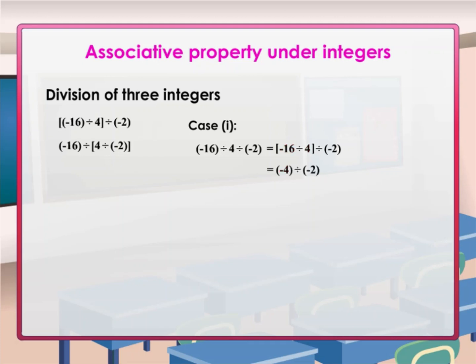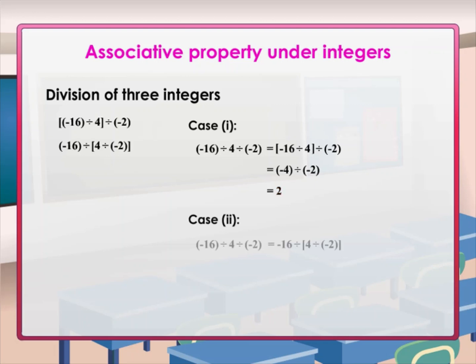And a negative number divided by a positive number gives a negative number as the answer. So the answer here would be minus 4. Then we divide by minus 2. We know 4 divided by 2 is 2. When we are dividing one negative number by the other negative number, the result is always a positive number. So here we get the answer as plus 2.